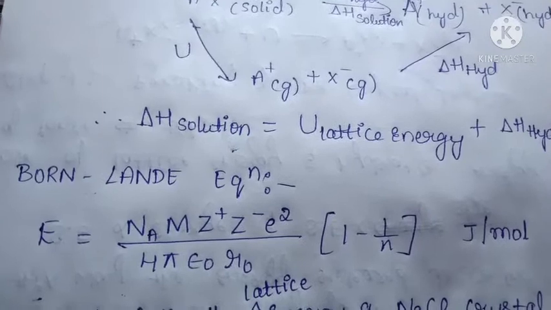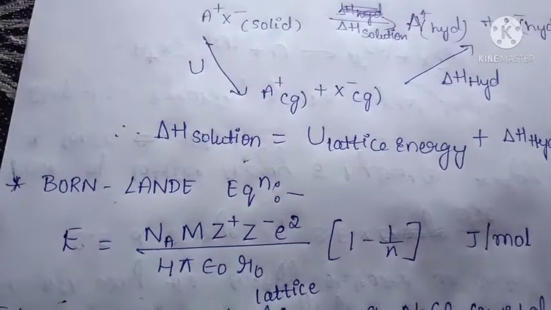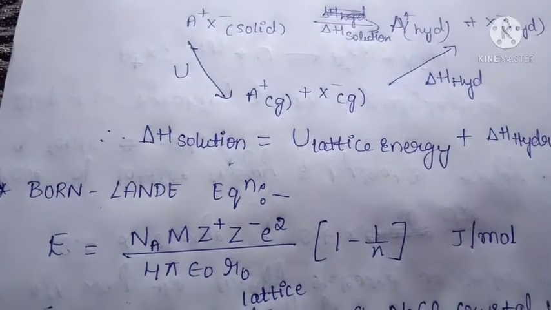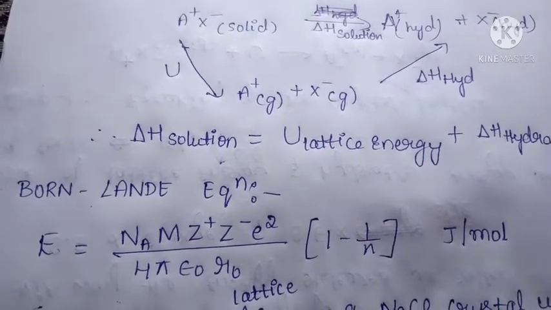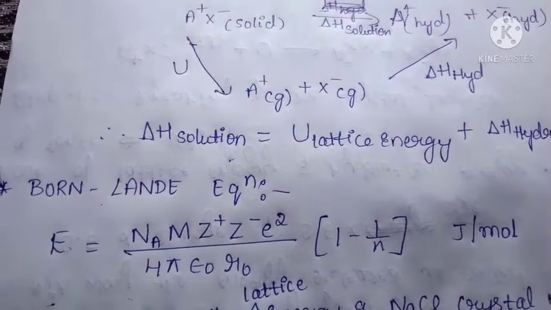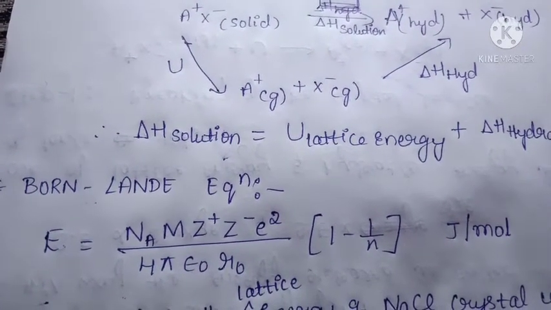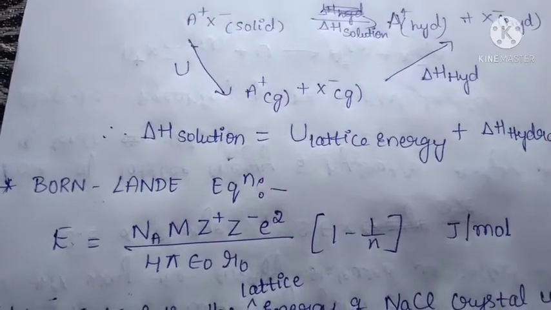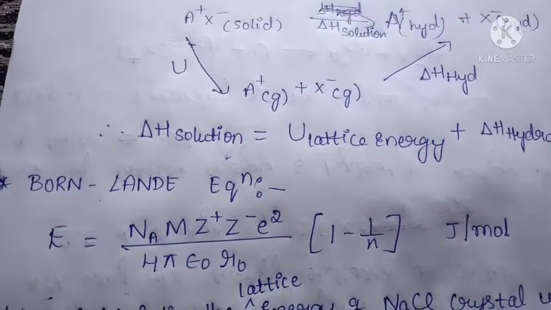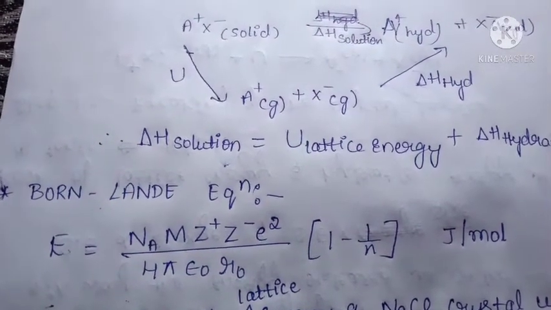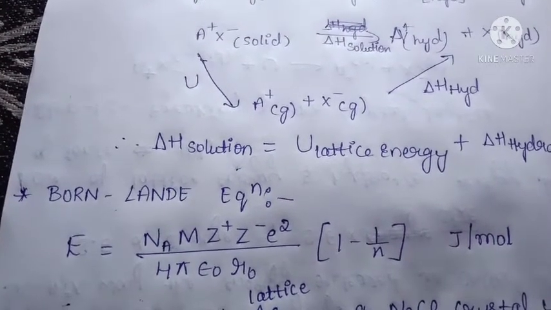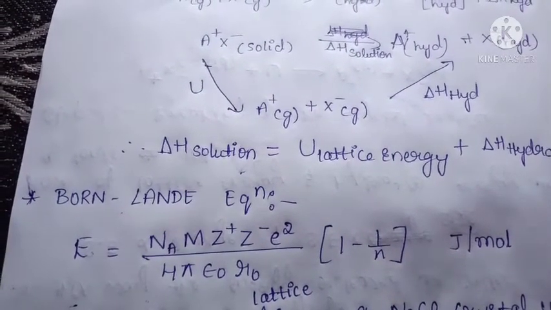Okay, E is equal to N_A M Z plus Z minus e squared divided by 4 pi epsilon naught r naught into 1 minus 1 by n. The SI unit is joule per mole. Okay, E is the lattice energy, or it may be potential energy also. N_A is the Avogadro constant.